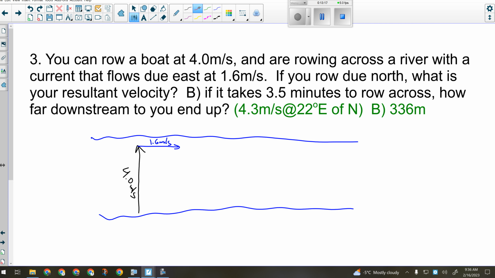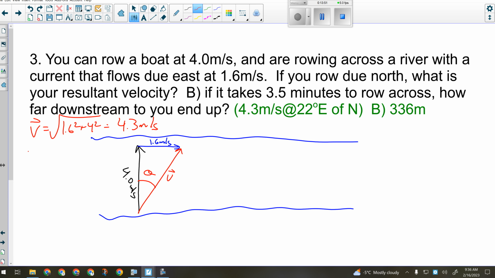So our resultant velocity is going to be that line right there. Okay, connects the beginning to the end, right? That's my result. So I can calculate that simply by doing Pythagorean theorem and then a quick trig calculation in order to get the angle. Okay, so our resultant velocity is going to be the square root of 1.6 squared plus 4 squared, which is going to give us 4.3 meters per second. Everybody all right with that?